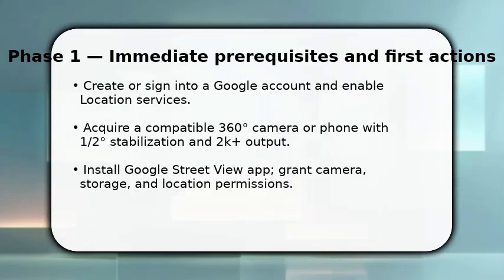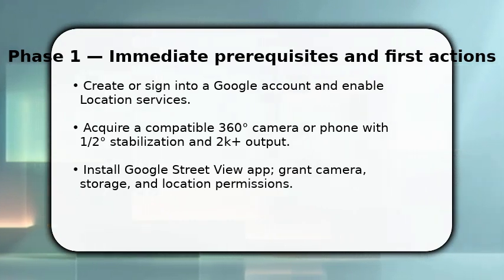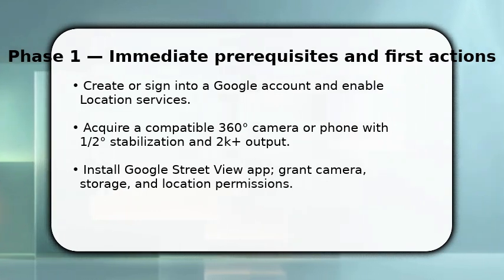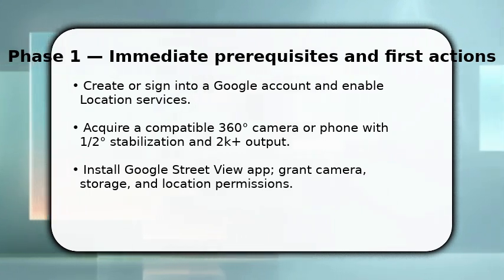You start by getting the essentials in place. Sign into Google and enable location so photos geotag accurately. Then choose a 360 degrees camera or a phone with good stabilization and at least 2K resolution. This matters for clarity and acceptance.